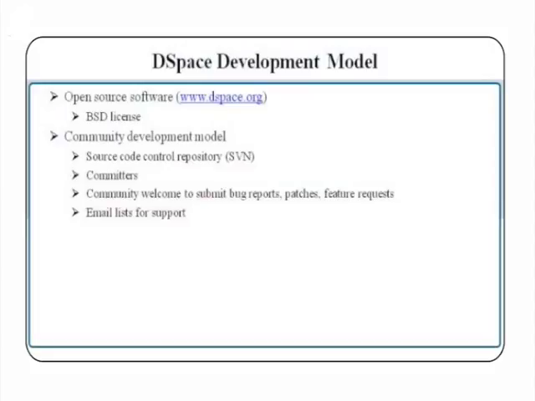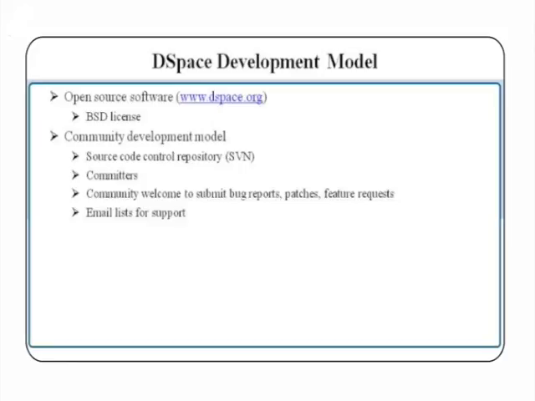DSpace is basically open source software available under the Berkeley Software Distribution, BSD license, wherein one can use and redistribute source as well as binaries or executable programs. DSpace software can be obtained from www.dspace.org or SourceForge's DSpace project site.